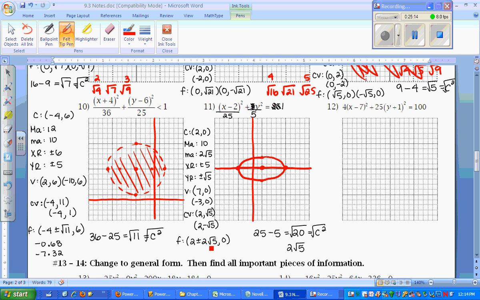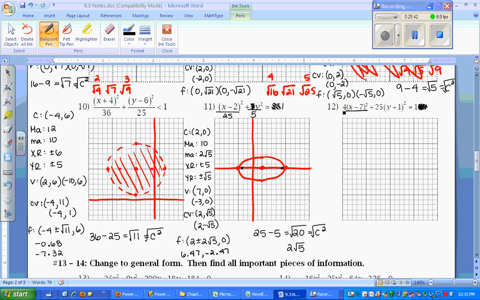My foci are at 2 plus or minus the square root of 5, which if you type those into your calculator should give you the decimals 6.47 and negative 2.47. So I count from the center, 1, 2, 3, 4, 5, 6.47 and negative 2.47. They look pretty equidistant. Okay, last one.